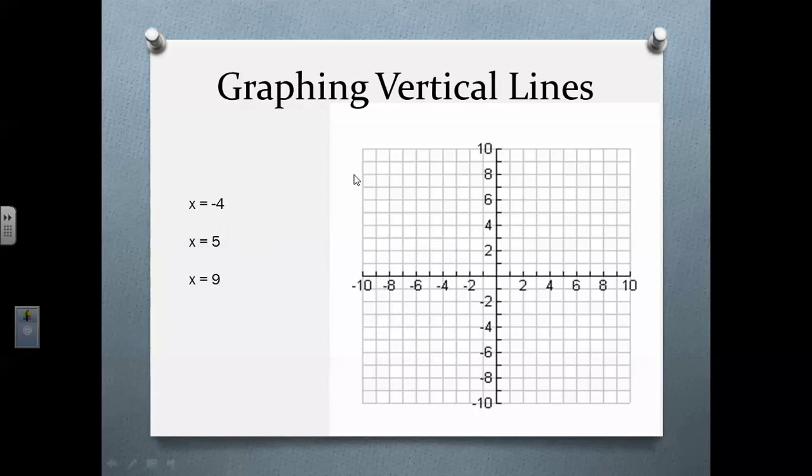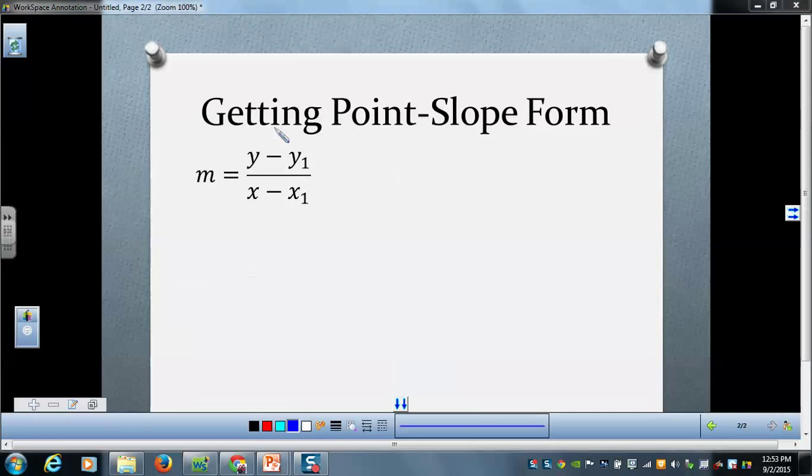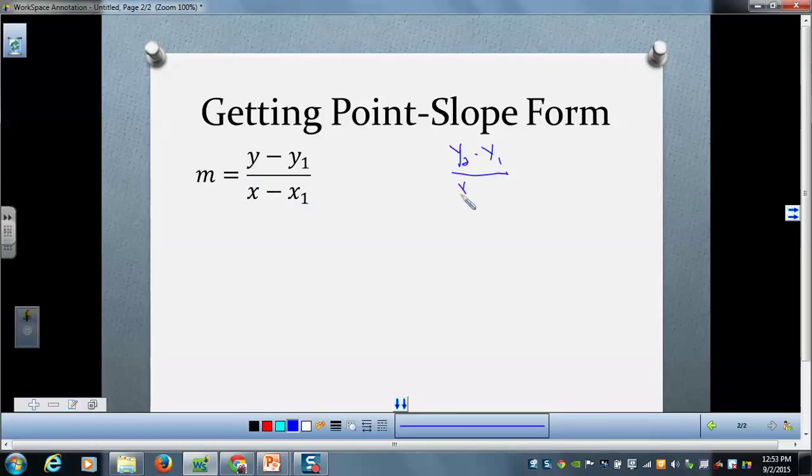Now let's talk about point slope form. We get point slope form from manipulating our slope equation, which many of you are familiar with. Our slope, m, is equal to y minus y1 over x minus x1. You may also see it as y2 minus y1 over x2 minus x1, and that means the same thing. But for what we are going to do, we're going to have y minus y1 and x minus x1. To get to point slope form, I'm going to treat this as a proportion, and I'm going to remember that m is really m over 1.